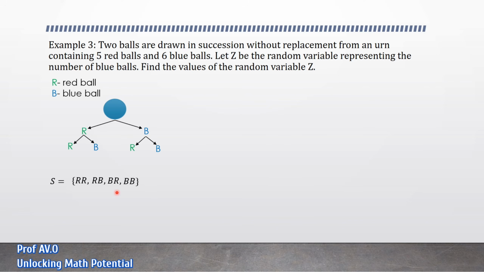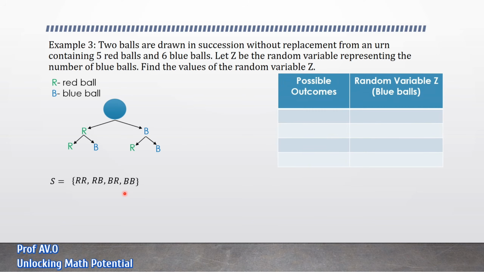So from here, we can create our table. Again, first column, we have the possible outcomes followed by the random variable z. Our random variable z is the number of blue balls. So for our first column, the possible outcomes, we will just put our sample space inside this table. So we have first outcome, we have RR, RB. Third outcome, we have BR. And for fourth outcome, we have BB.